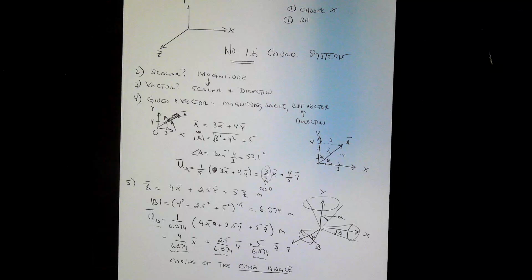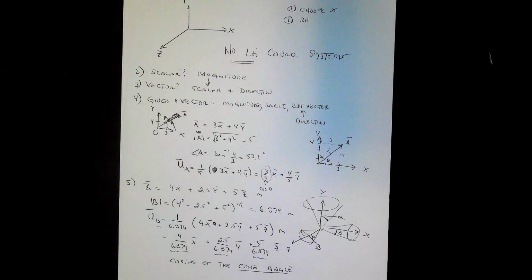All right, so the angle associated with A would be the inverse tangent. So its height is 4, the run is 3, so inverse tangent of 4 on 3. And that would take us to 53.1 degrees. Okay, so hopefully you're all familiar with that.